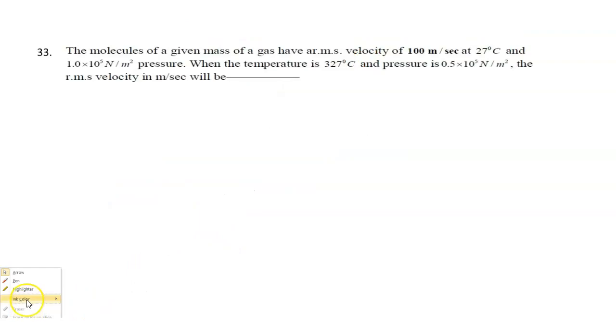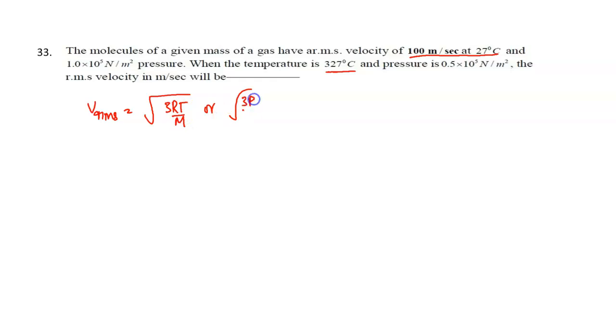So here this is a question about RMS velocities again. The question given is the molecules of a given mass of a gas have RMS velocities of 100 meters per second at 27 degrees centigrade and certain pressure. When the temperature is 327 degrees centigrade, the pressure is. We know that RMS velocity will be equal to root 3RT by M, or we can write it as root 3P by rho.